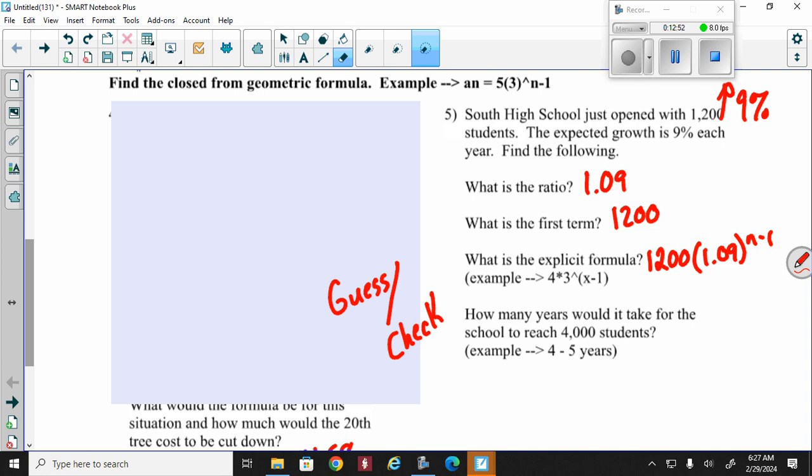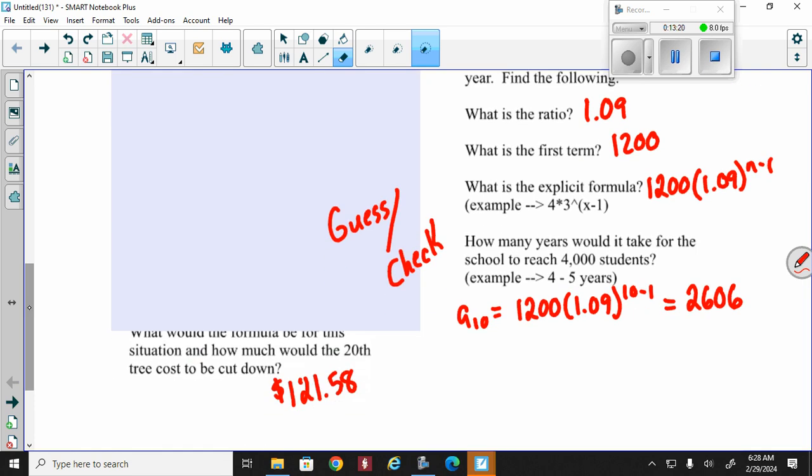So typically what students like to do is they just guess some years. So what is the population after 10 years? After 10 years, A of 10, of course, I'm going to do 1,200 times 1.09 to the 10 minus 1 power. And when I do that, after 10 years, it's 2,606 students. Obviously, enough time has not gone by, all right? So next, students like to go, oh, okay, typically I'm using the most friendly numbers. Students tend to like to go by 5.